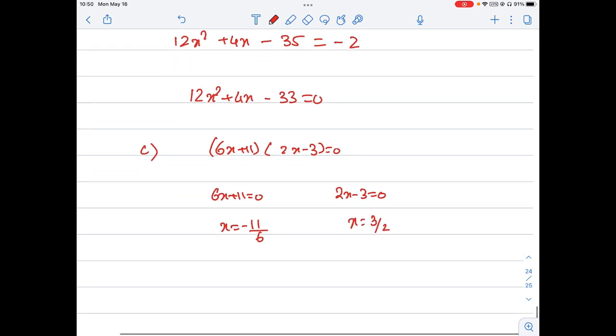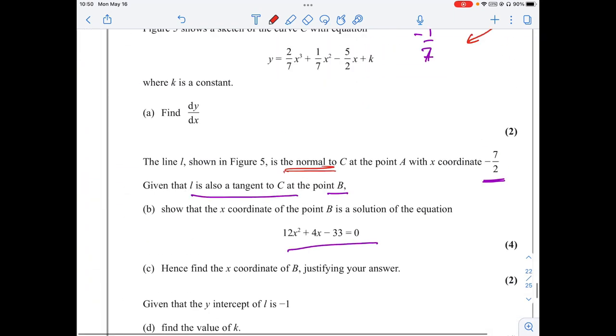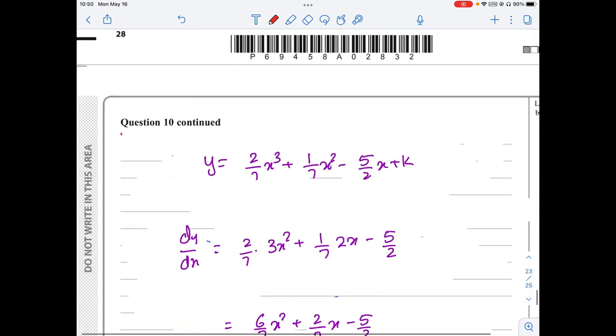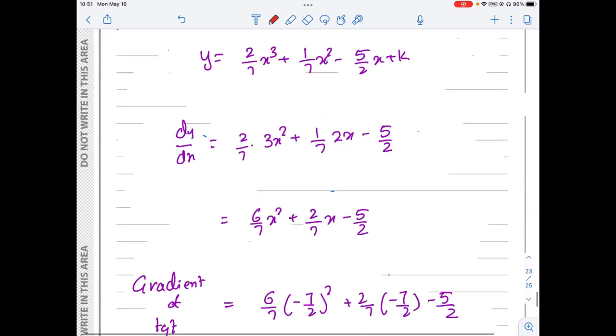We can clearly see that B is a positive coordinate. So x negative is rejected. So x is equal to 3 upon 2. Because we can see that B is on the positive x-axis, so it has to be positive. Negative value is rejected. Finally, given that the y-intercept is minus 1, find the value of k.